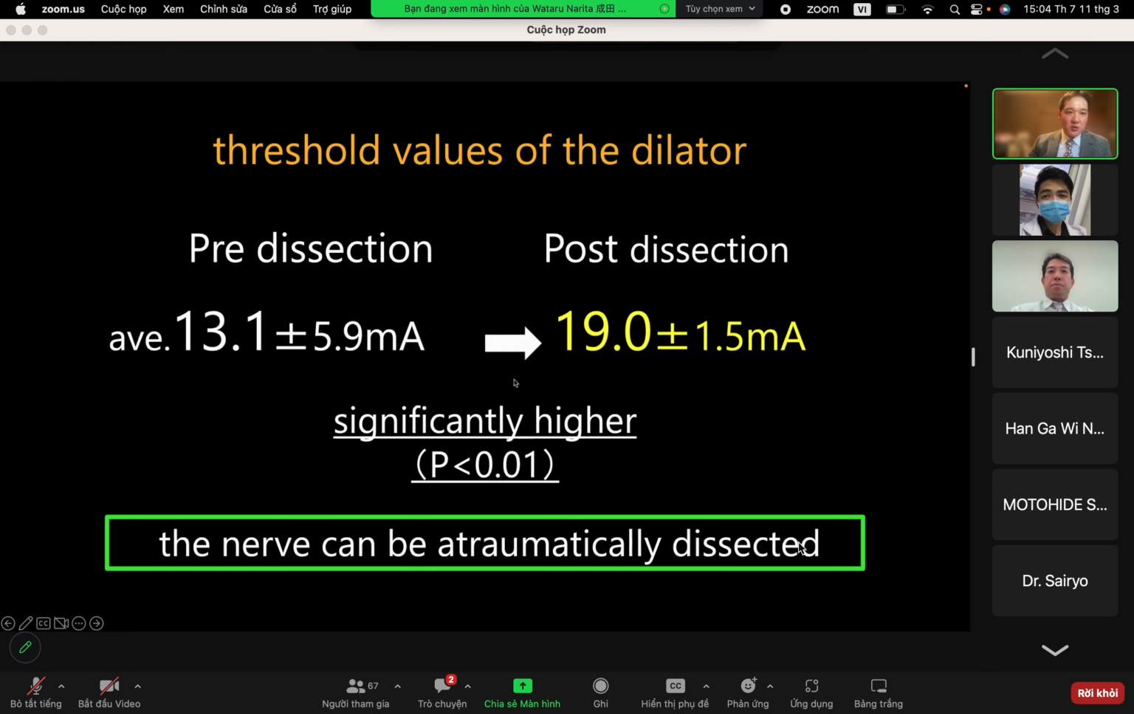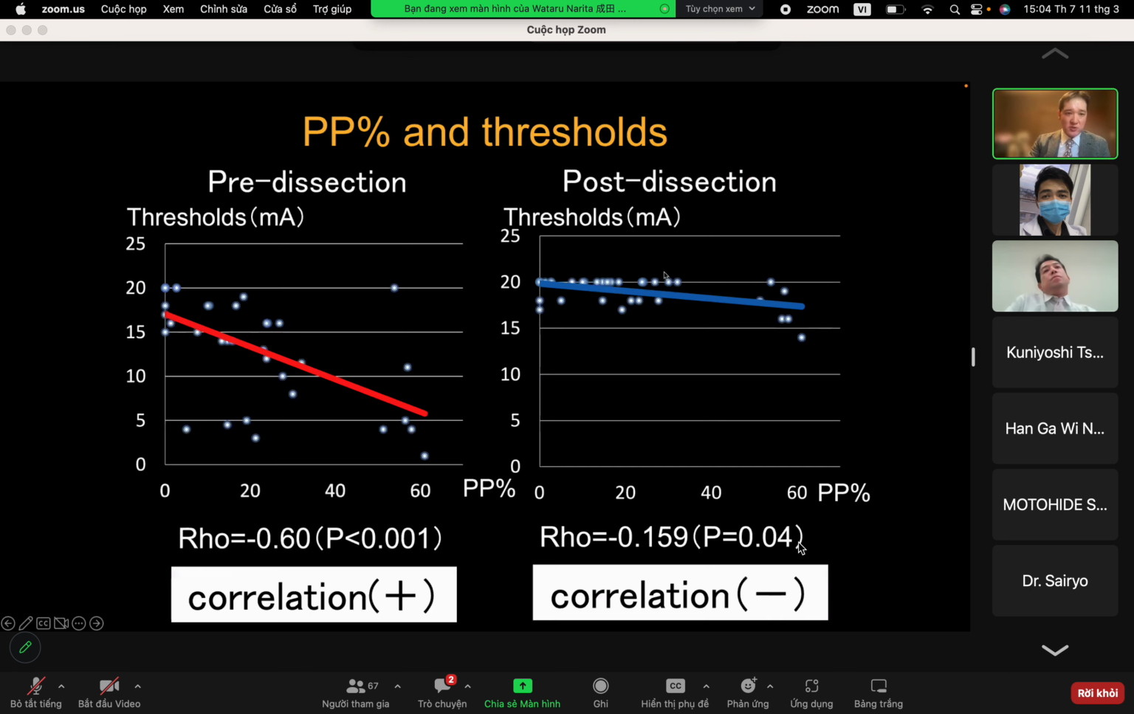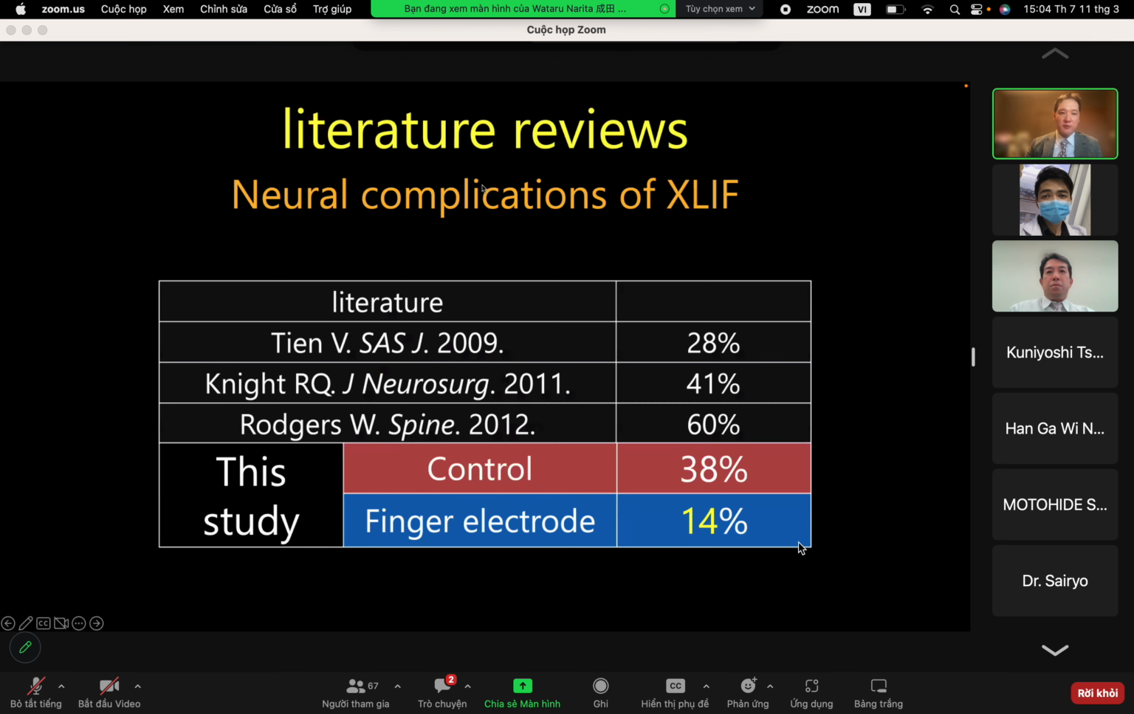And so regarding threshold values, the mean threshold after dissection was increased in all cases. And 19 amperes is the post-dissection mean, which is larger. Regarding the correlation between PP and threshold, a highly negative correlation was confirmed with PP percent values before dissection, but the correlation was eliminated after use of the Spring Retractor.